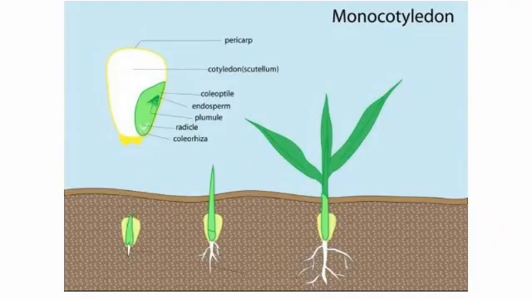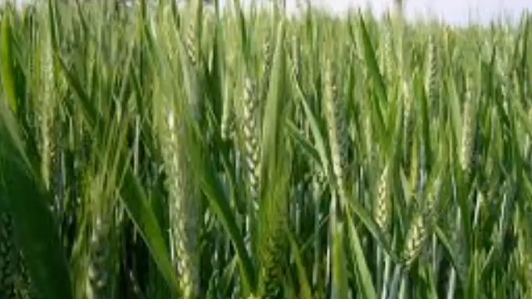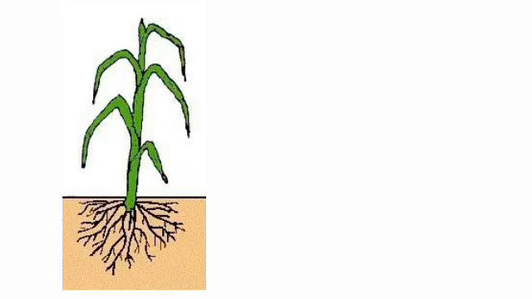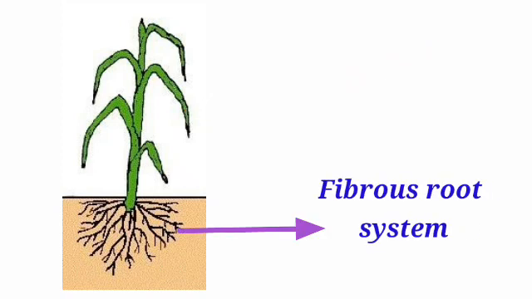Next, monocotyledons. Monocotyledons have seeds with one cotyledon. Example, maize, rice, wheat. They have leaves with parallel venation and fibrous root system.